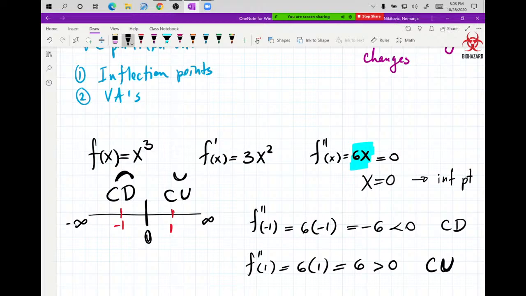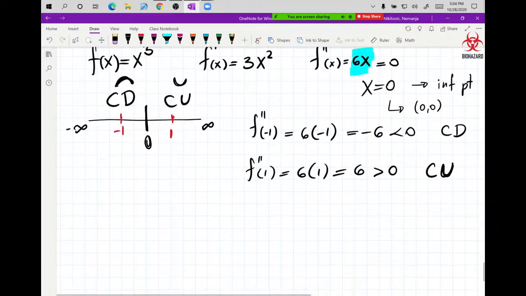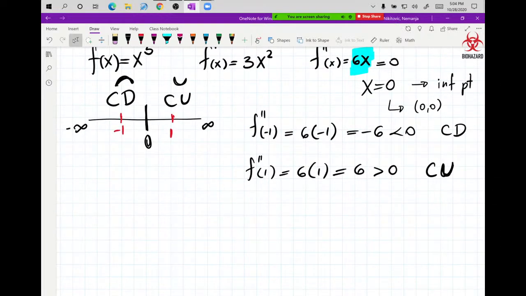Now, the 0, 0 is the inflection point. When you find your y value by placing your inflection 0 in here, you will get the y value, and that's going to be 0, 0. So now let's take a look at the x cubed graph and make sure that all of this fits, which it does, but let's see it.